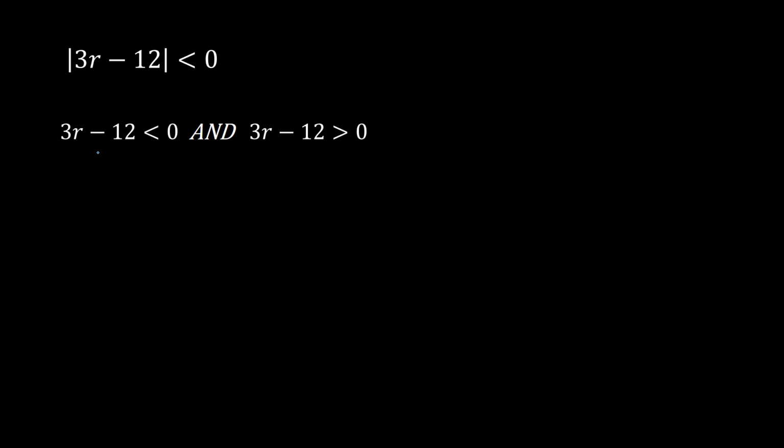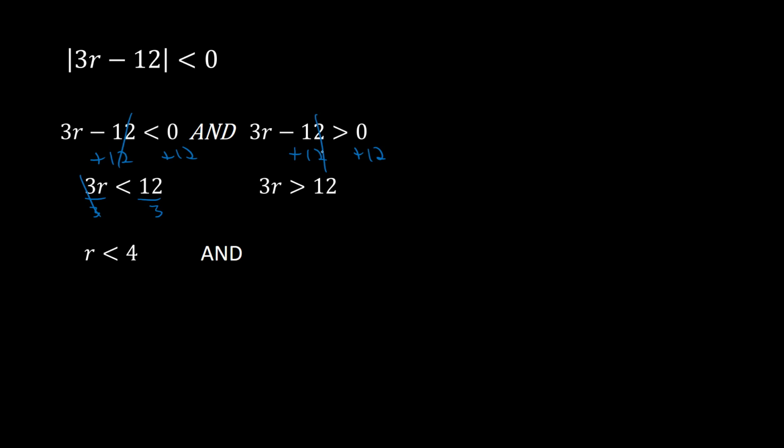And then solving, you add 12 to both sides. We get 3r is less than 12, and then divide both sides by 3. We get r is less than 4. And same thing over here, add 12 to both sides. We get 3r is greater than 12, and then divide both sides by 3. We're going to get r is greater than 12 over 3, which is going to be 4.